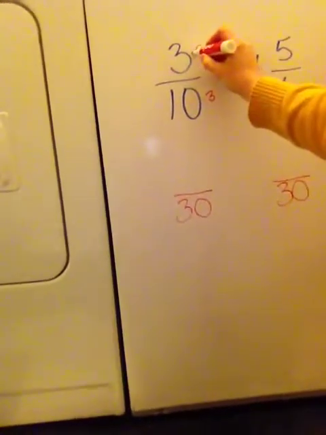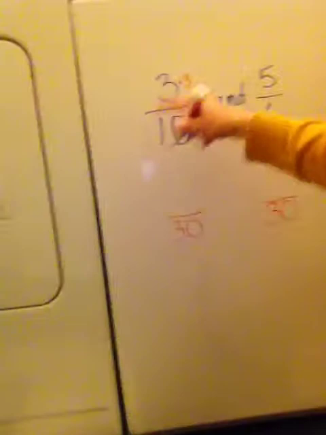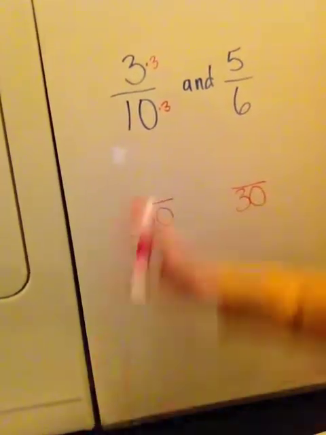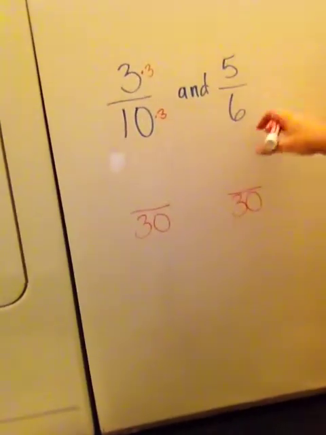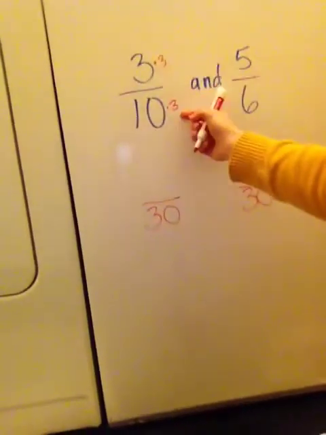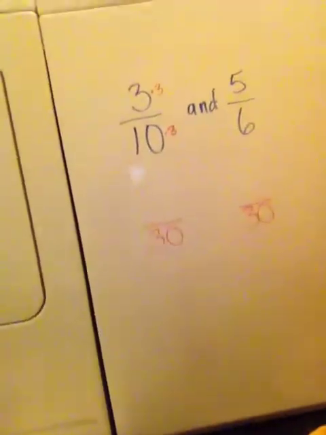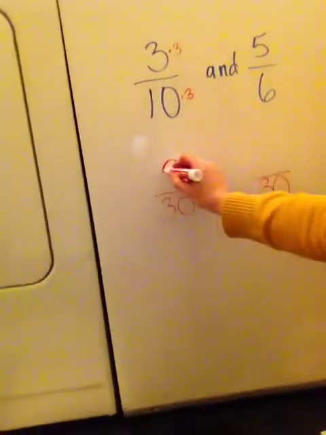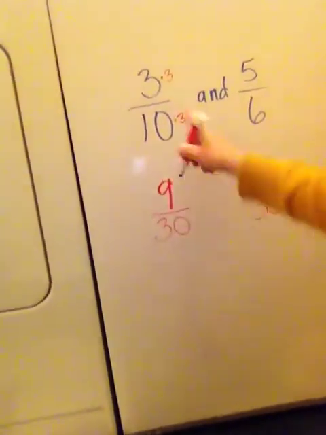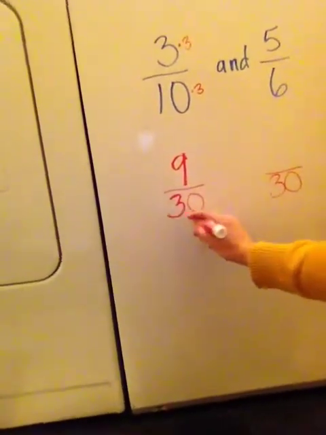I don't have to do times by 3 to this fraction, though, because it's not part of this fraction. Okay? It's a whole separate fraction. I can do whatever I want to that fraction. It's just if I do something to this fraction's denominator, I have to do the same thing to the numerator. Okay, so 3 times 3 becomes 9, and we already knew that 10 times 3 gave us our 30.